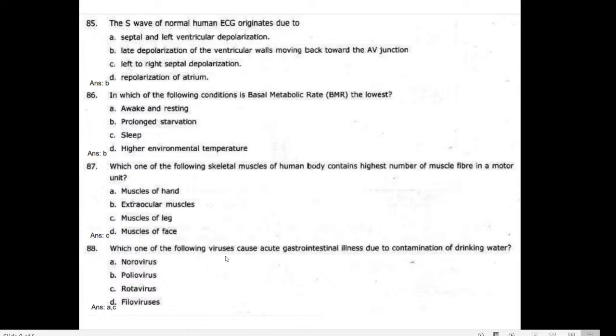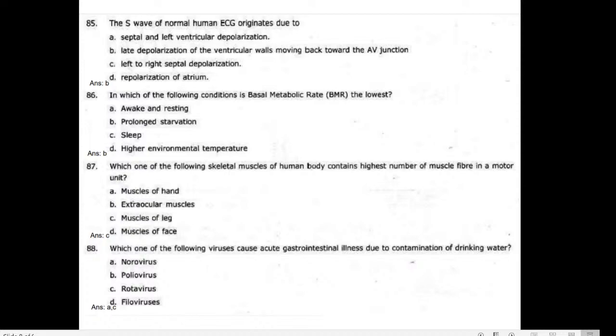Which of the following viruses causes acute gastrointestinal illness? This is very important in the current situation. Acute gastrointestinal illness forms due to the contamination of drinking water. The drinking water is contaminated with norovirus and rotavirus. This rotavirus is a very dangerous one.